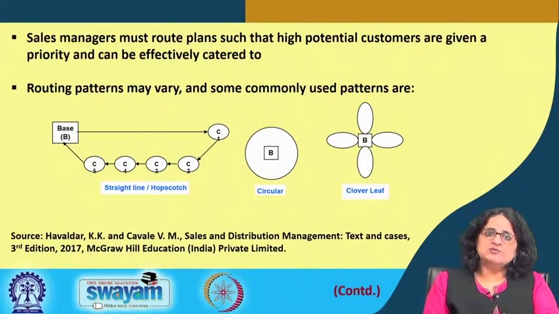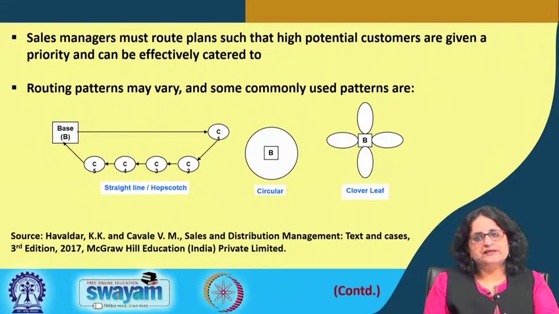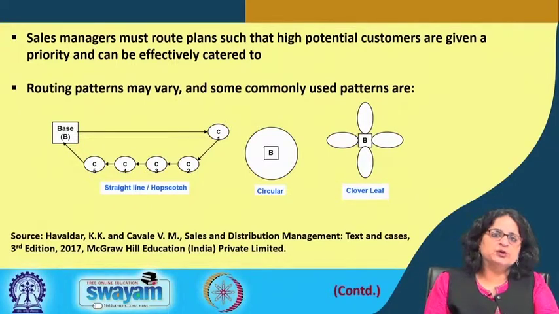Now, routing patterns may vary, and some of the commonly used patterns are the straight line or the hopscotch, the circular and the clover leaf. And you see here on straight line there is this salesperson whose base is B, which is his base, and he has these different customers in these different cities or towns which he must deal with.